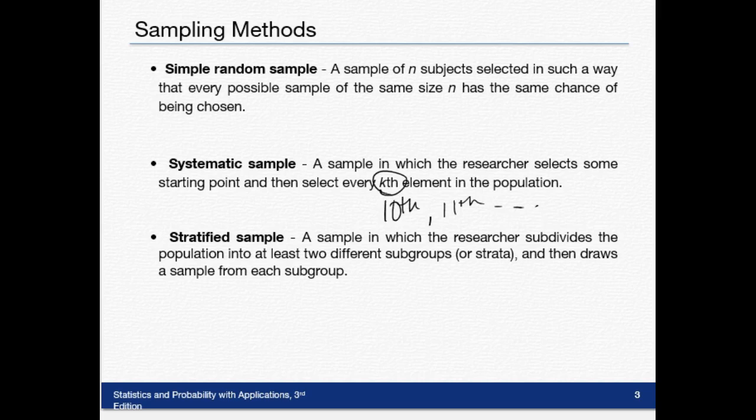A stratified sample. A sample in which the researcher subdivides the population into at least 2 different groups, or strata, and then draws a sample from each subgroup. So, for instance, we have freshman, sophomore, junior, senior, right? I can't survey everybody, but if I got 50 freshmen, 50 sophomores, 50 juniors, 50 seniors, this would be a stratified sample. I've broken them into groups and then taken a sample from each group.